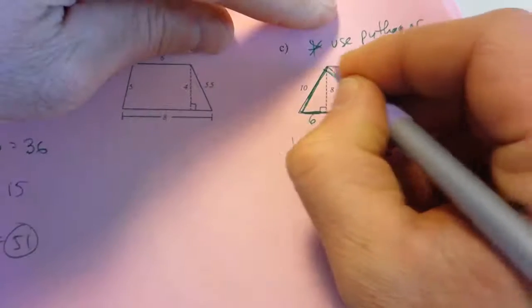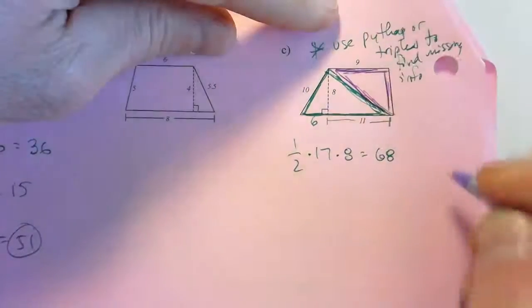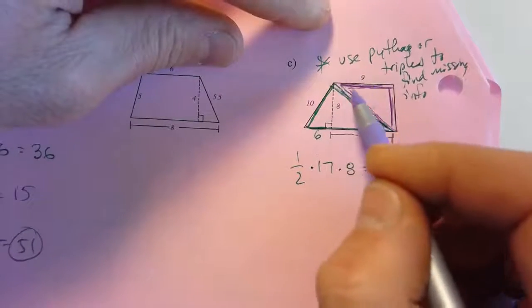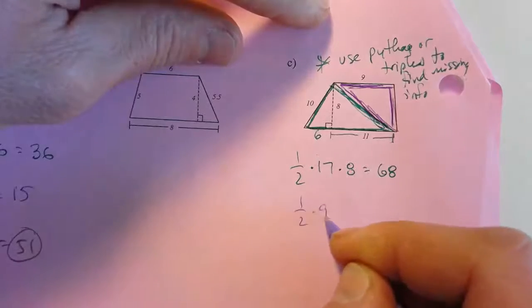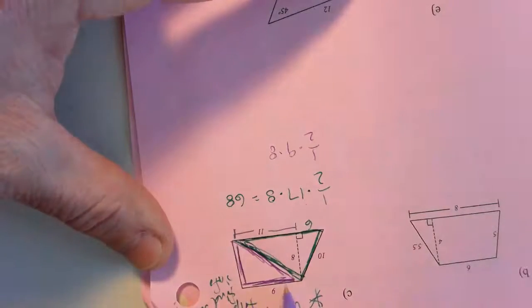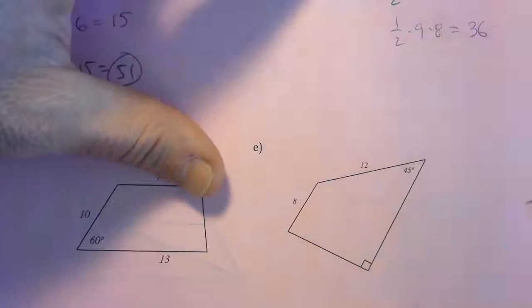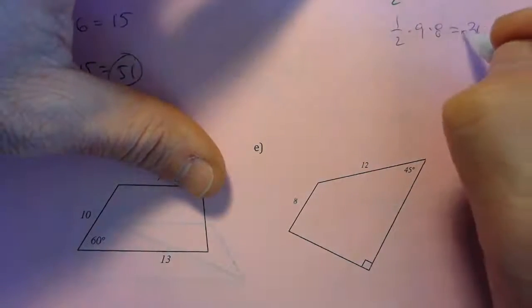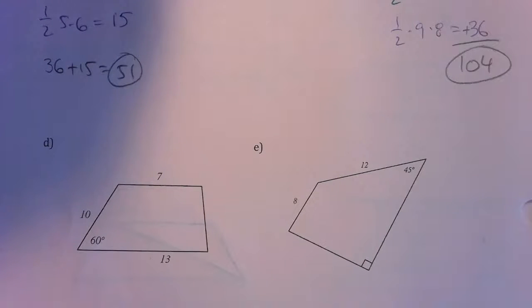For this triangle in purple right here, the base of it is 9. I'm kind of looking at it upside down. The base is 9, the height is 8. And if you're like, wait, where'd you get that? You just spin the paper around and look at it. Base is 9, height is 8. 36. Add those two bad boys together. 104, there we go, is their height. Okay.